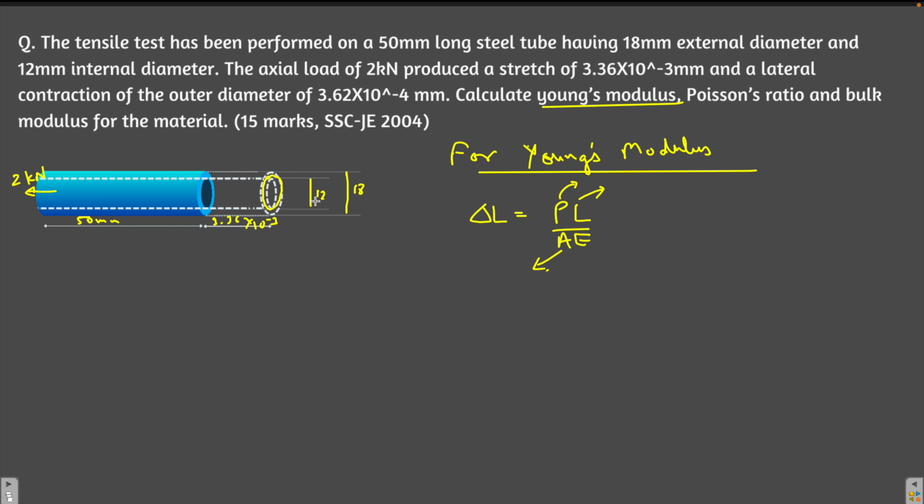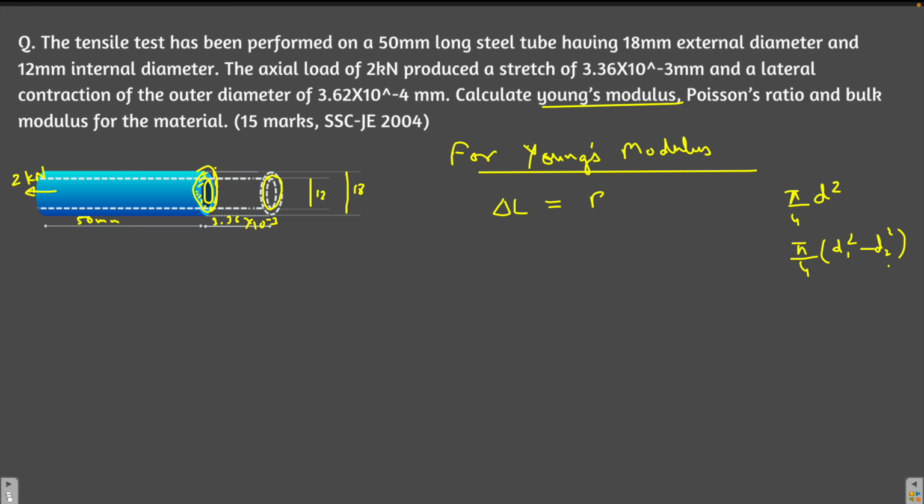Cross-sectional area of the tube means this area we have to find. So what is the area of a circle? Area of the circle is pi by 4 d square if diameter is given to you, or pi r square if the radius is given to you. Once we know the diameter, can we find the area of the outer circle? If we subtract the area of the inner circle, we'll get the area of the cross section of the tube, right? So we can write the area as pi by 4 into d1 square minus d2 square. What is E? That we have to find out. And what is change in length? Change in length is 3.36 into 10 to the power minus 3 millimeter. So everything is given and we just have to calculate this. I have already explained what the given quantities are.